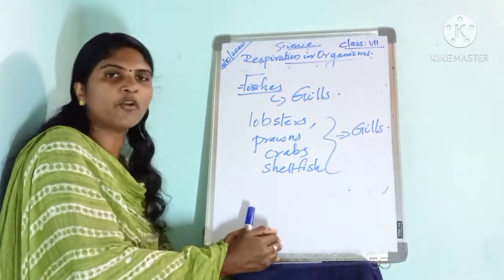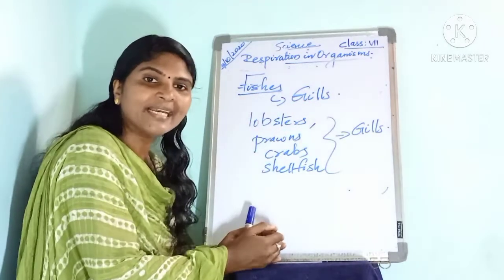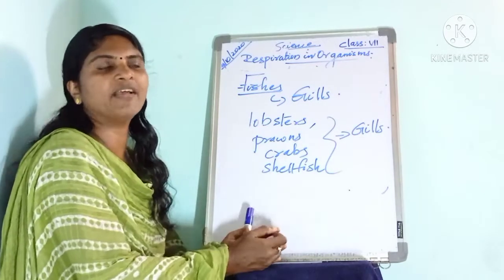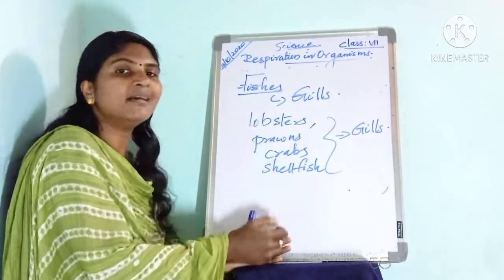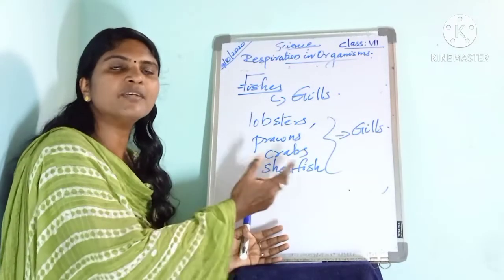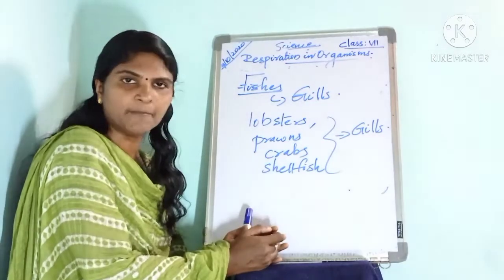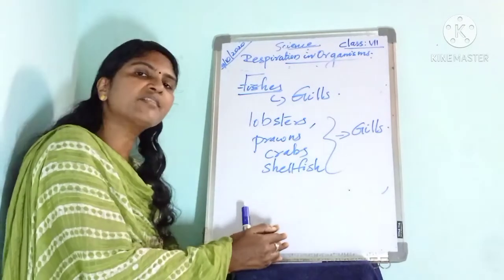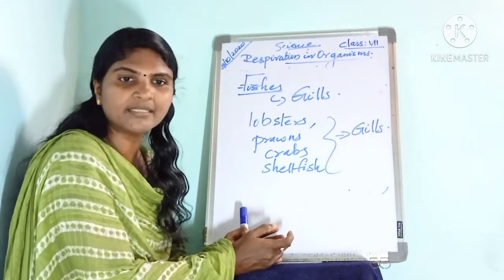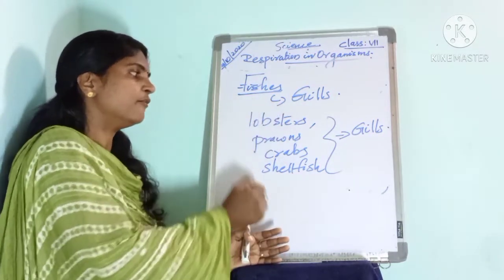Then what is the respiratory organ of fishes? Gills. Fishes respire through gills, and the gaseous exchange occurs when water passes over the gills. The oxygen from the water diffuses into the blood in the gills and is carried to the entire body. Similarly, the carbon dioxide in the blood of fish diffuses out into the water from the gills. That is about respiration in fishes.